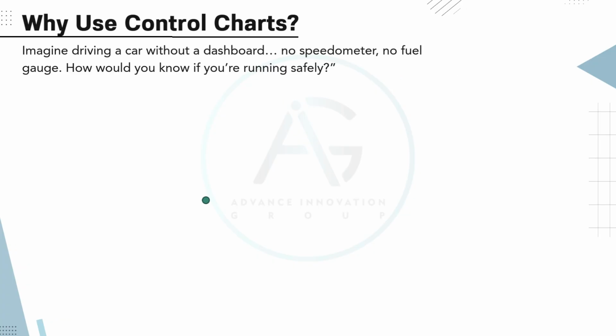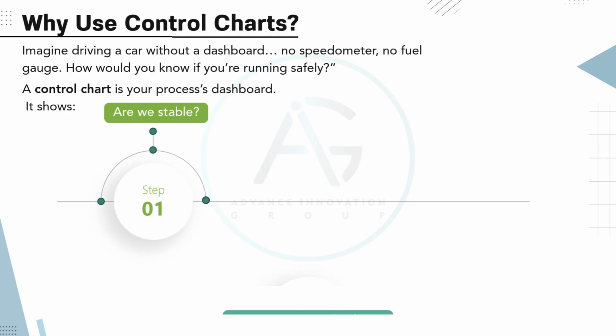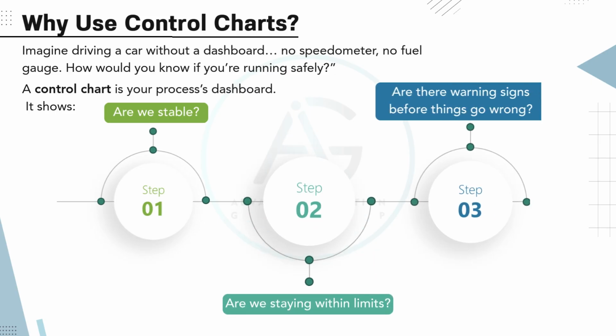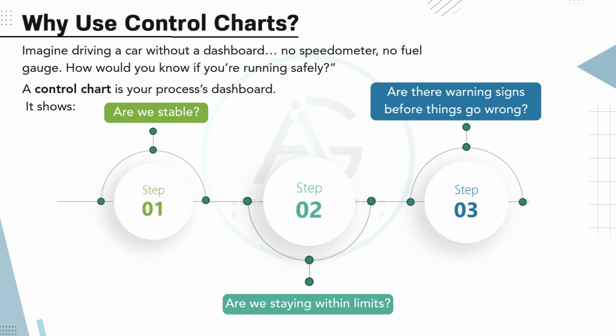Imagine driving a car without a dashboard. No speedometer, no fuel gauge. How would you know if you're running safely? A control chart is your process's dashboard. It shows, are we stable? Are we staying within limits? Are there warning signs before things go wrong?